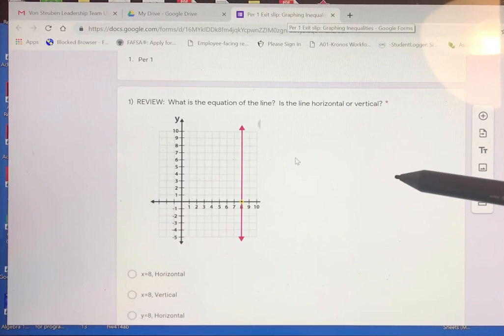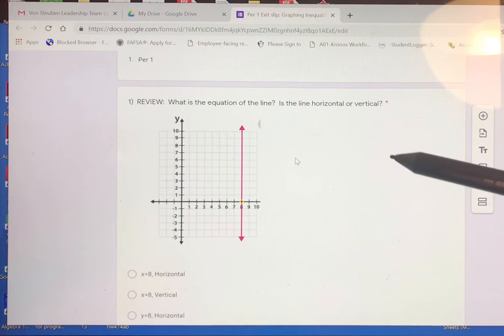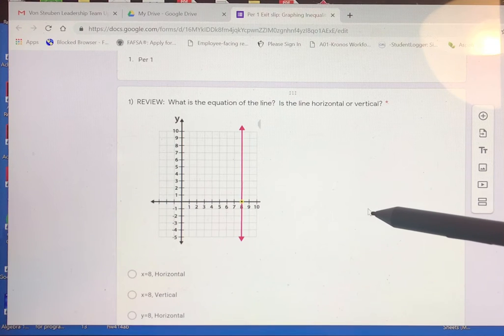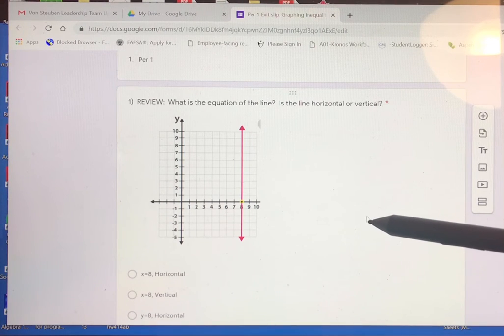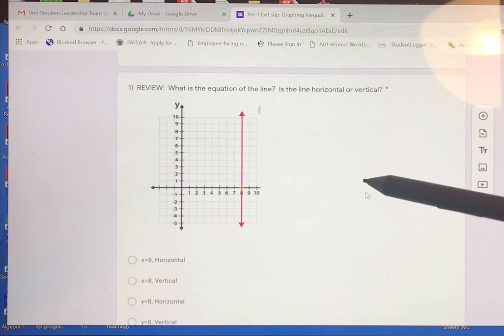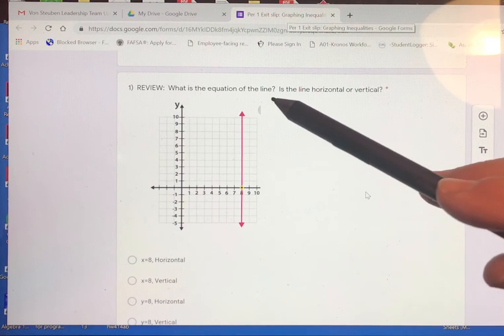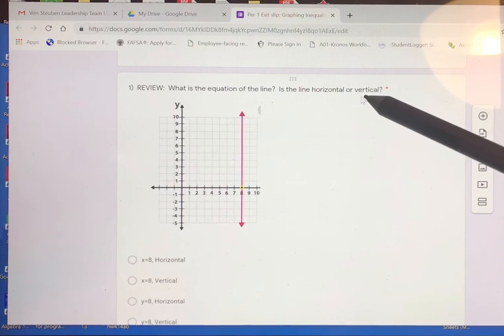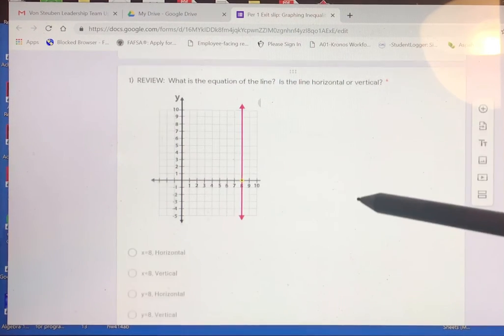This is the exit slip that you took on Friday, and I just wanted to go over the answers so that you can check your work. In question number 1, there's 2 issues that you need to address. 1 is to write the equation of the line, and 2 to say if it's horizontal or vertical.